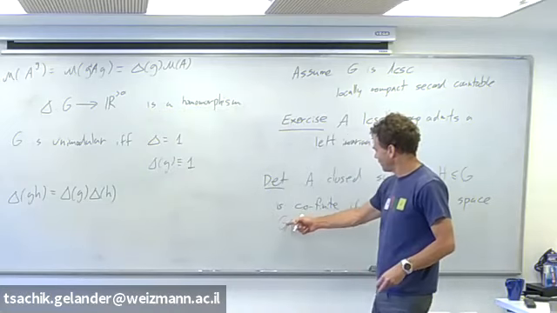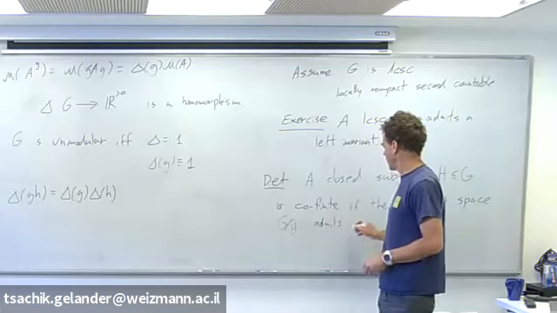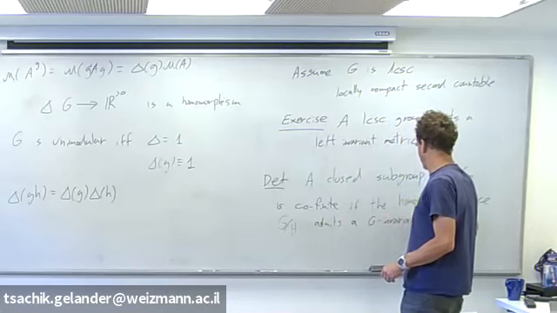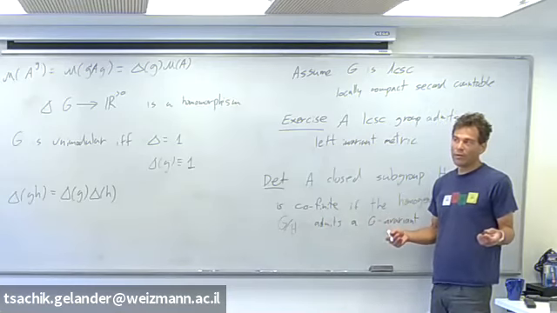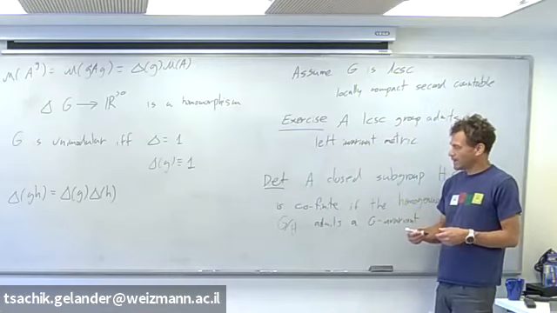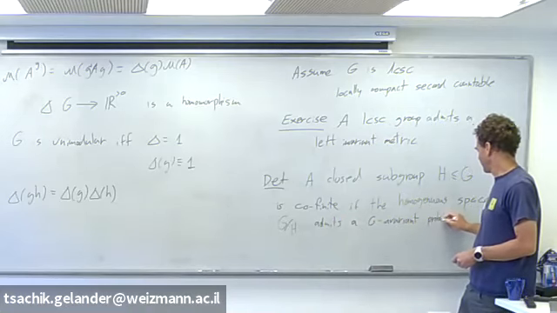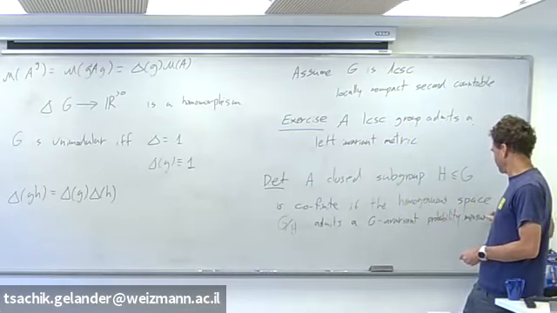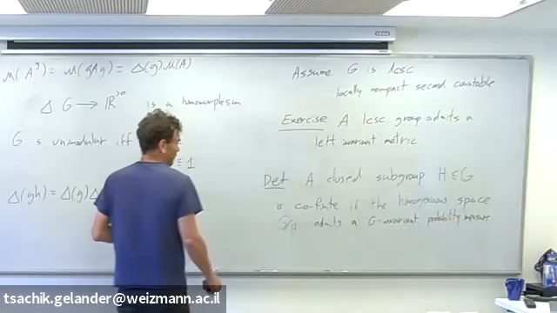So H is called cofinite if this admits a G invariant finite measure. Usually we take it when it's finite. When it's finite you can scale it to be 1. So a G invariant probability measure. Then it's called cofinite.